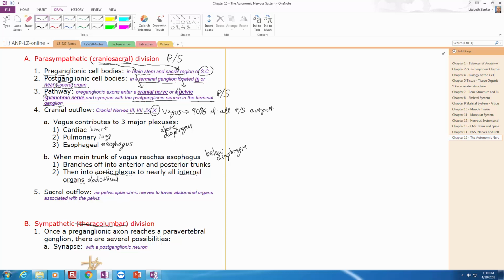As far as sacral flow, so this is the lower part of parasympathetic, of the cranial sacral division, if you will. This is through the pelvic splanchnic, so the P/S for parasympathetic, pelvic splanchnic, you're just going to have to memorize, means parasympathetic. Those nerves to the lower abdominal organs associated with the pelvis. So what organs do you guys think are associated with the pelvic splanchnic, the sacral output of parasympathetic?